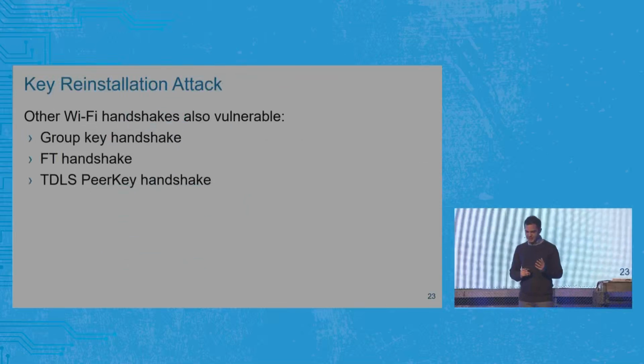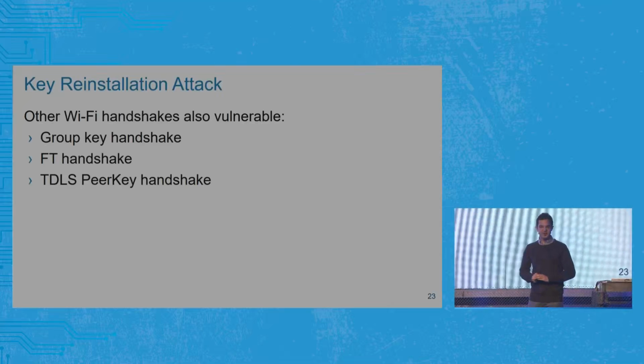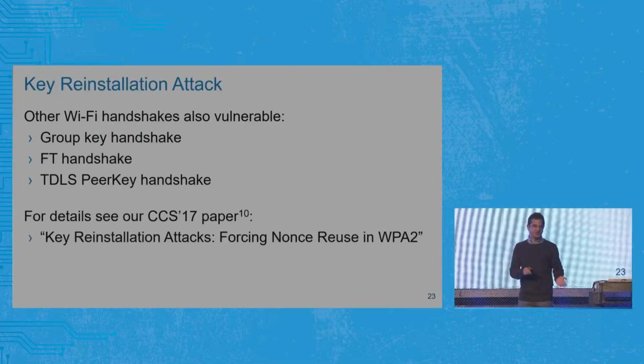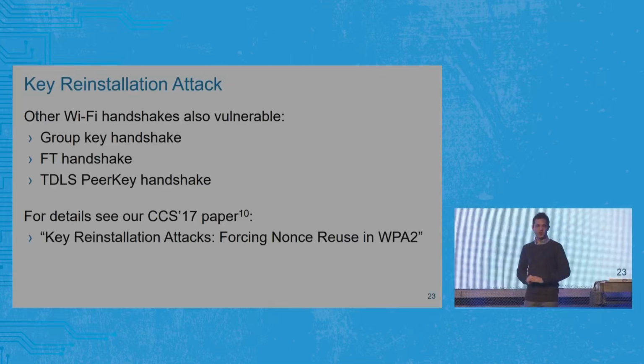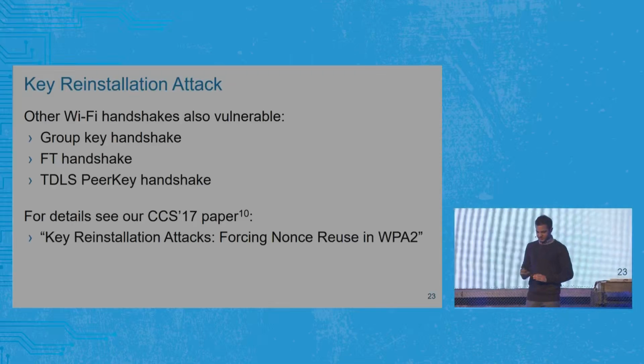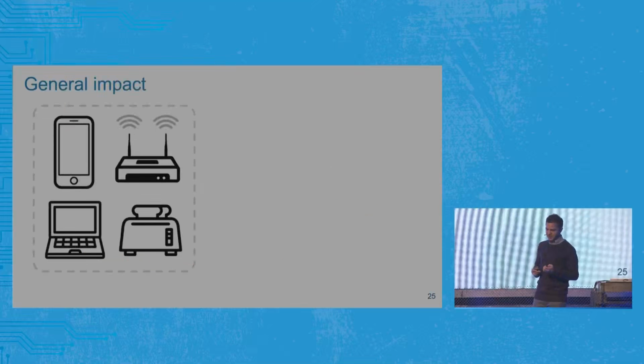So the idea behind this attack can also be applied against different handshakes in a Wi-Fi network. I'm not going to discuss these in detail. If you want to read more about it, there are already some articles online, and you can also always read the paper where these are discussed in detail. So now the question is, what's the practical impact of this attack? And you first have the general impact of a key reinstallation attack.